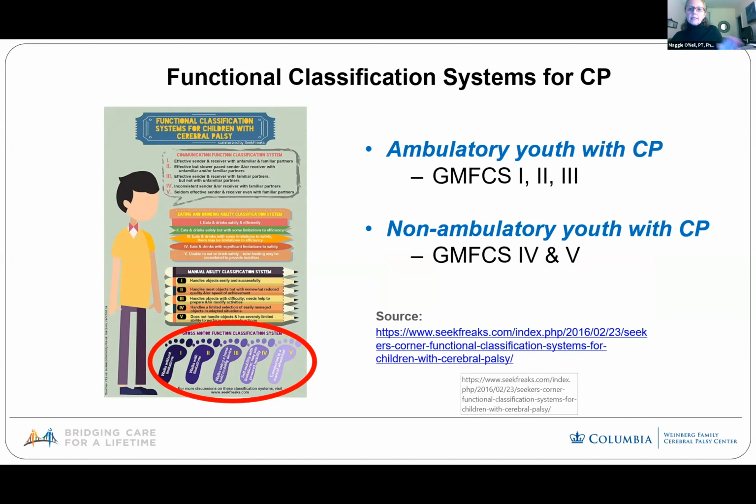We did hear two great speakers, so thanks again, Dr. Selber and Hyman, on non-ambulatory GMFCS level 4 and 5 and ambulatory GMFCS levels 1 through 3 youth with cerebral palsy. If you don't know Seek Freaks, I'm sure most of you do. It's a great website with really creative infographics, and this is just showing how they depict and define the 5 levels of the GMFCS classification system.